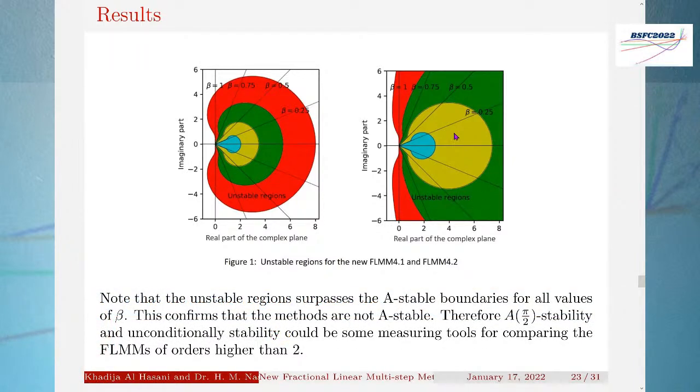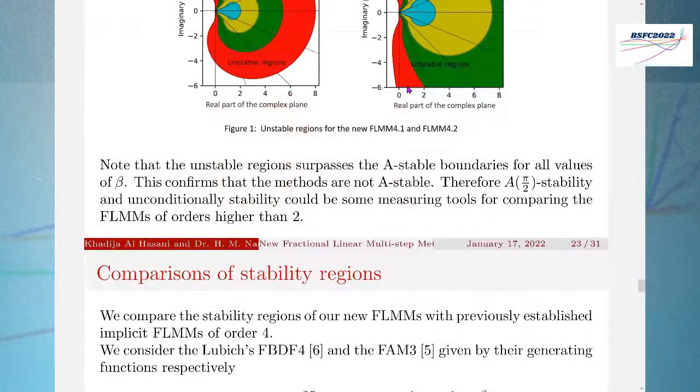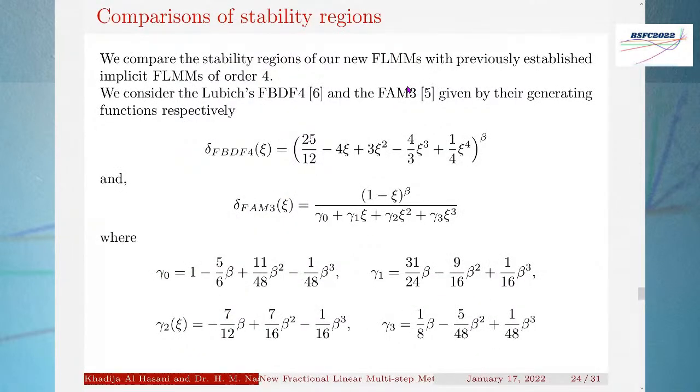And we can see also that the unstable region is on the right side of the complex plane for many values of beta for both of the methods, while it peaks to the left side of the complex plane for some values of beta. So for comparison, we consider the Lubich fractional BDF of order 4 and the fractional Adams-Moulton method of order 4, whose generating functions are given by this formula.